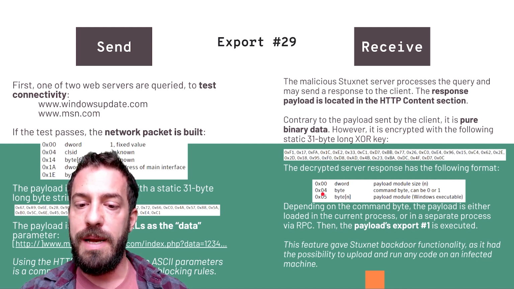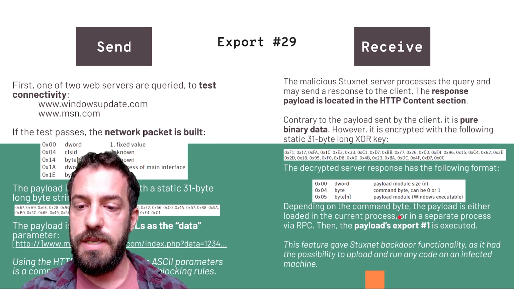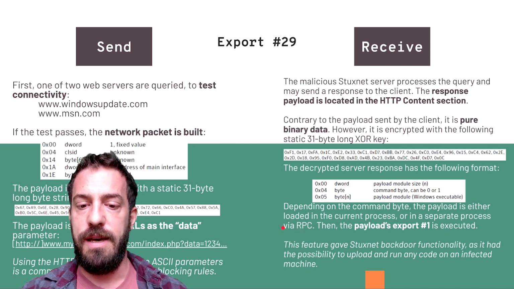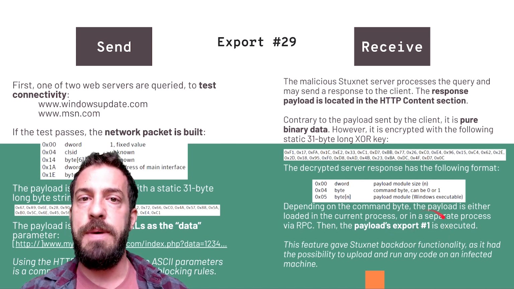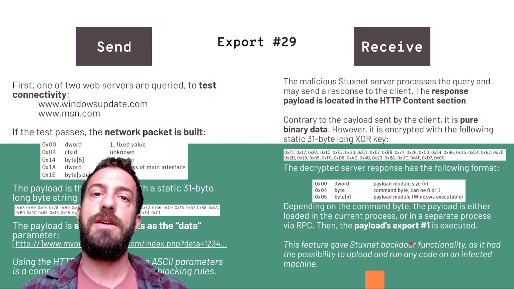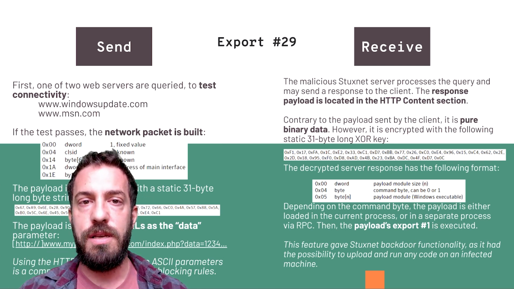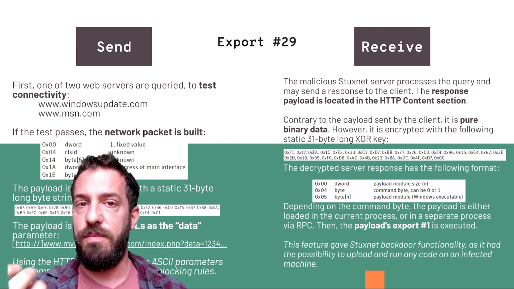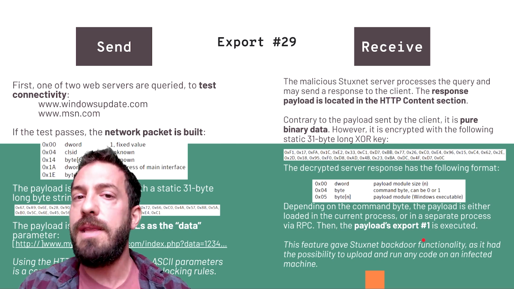So depending on the command byte, you either run the payload in the current process, or you run the payload in a new process via RPC. And after you do that, you load the payload's export one, whatever that is being loaded. So that means that you can send any binary to the Stuxnet compromised host, and after Stuxnet receives the binary, it will load export one that can be any code.